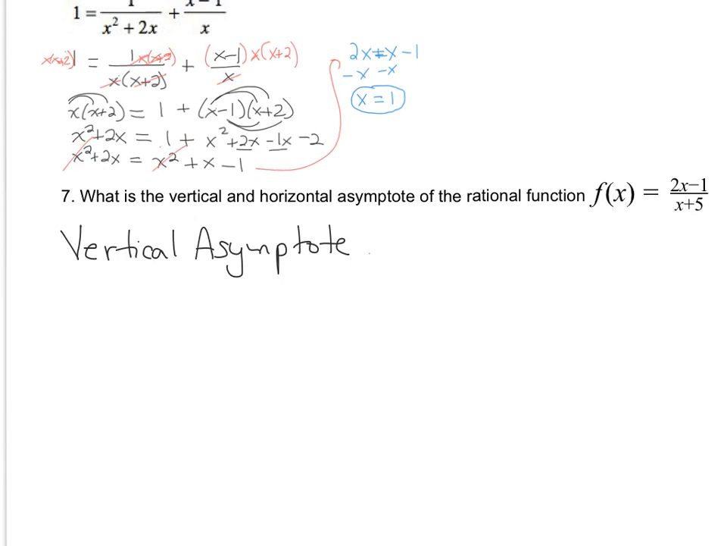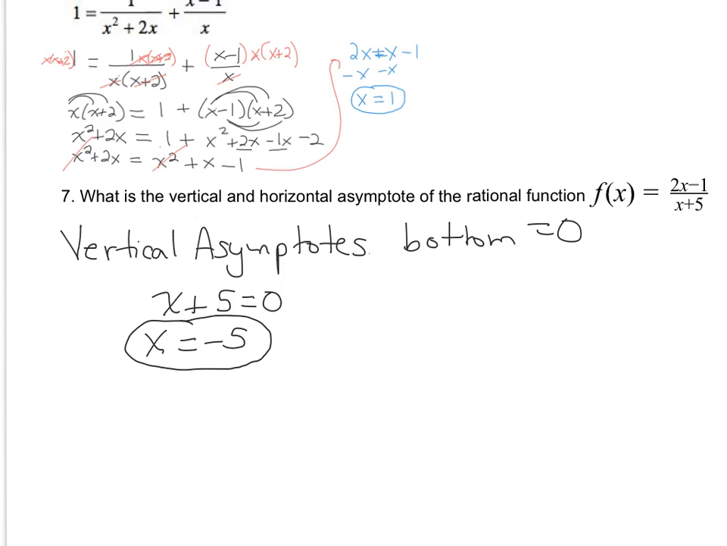are always whatever makes the bottom 0. So in this case, it's what makes x plus 5 equal 0. So I could simply subtract 5, so I get x equal negative 5. So this graph would have a vertical asymptote at negative 5.